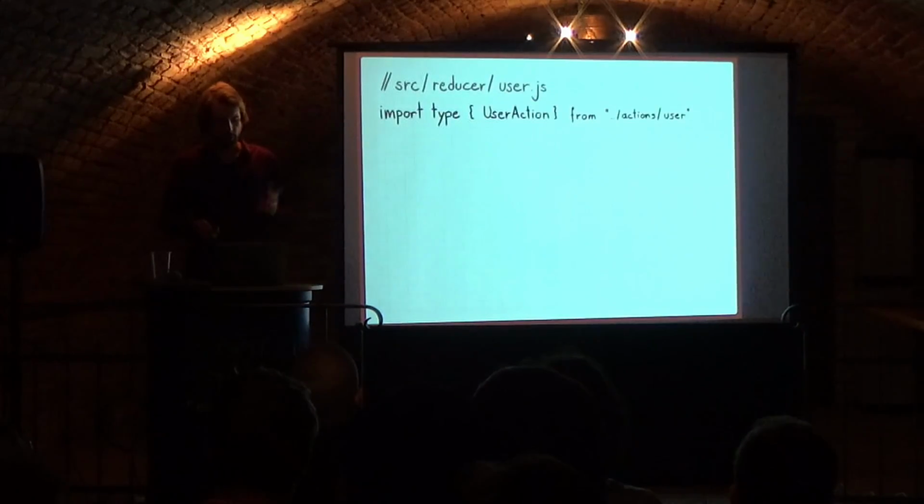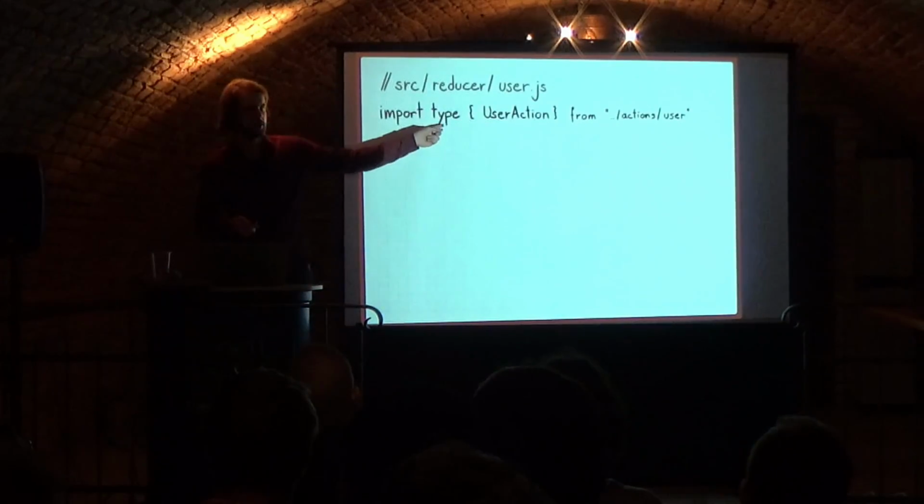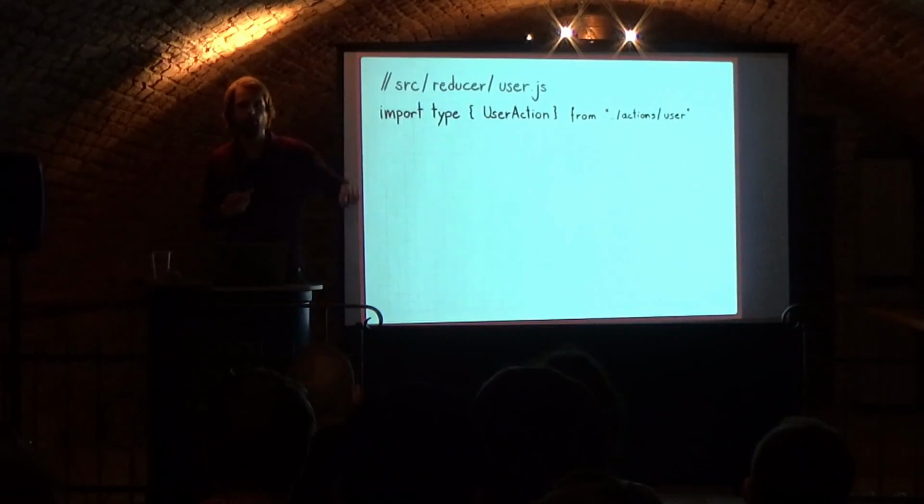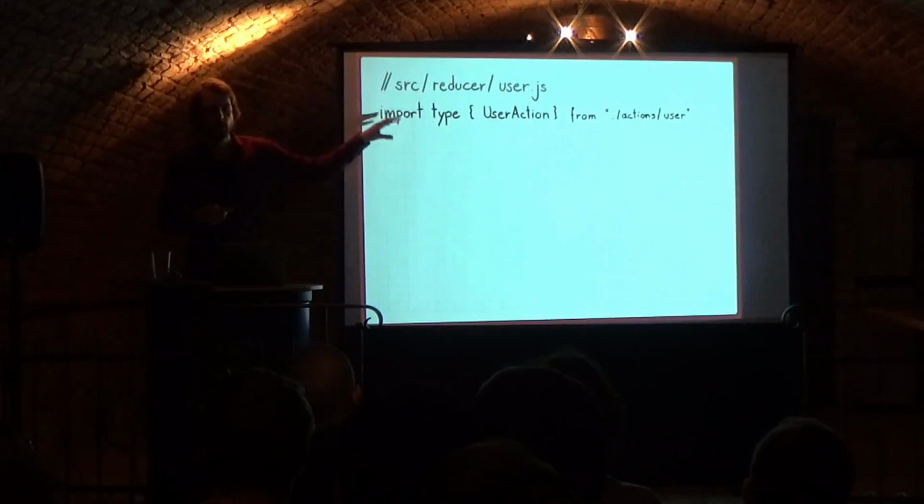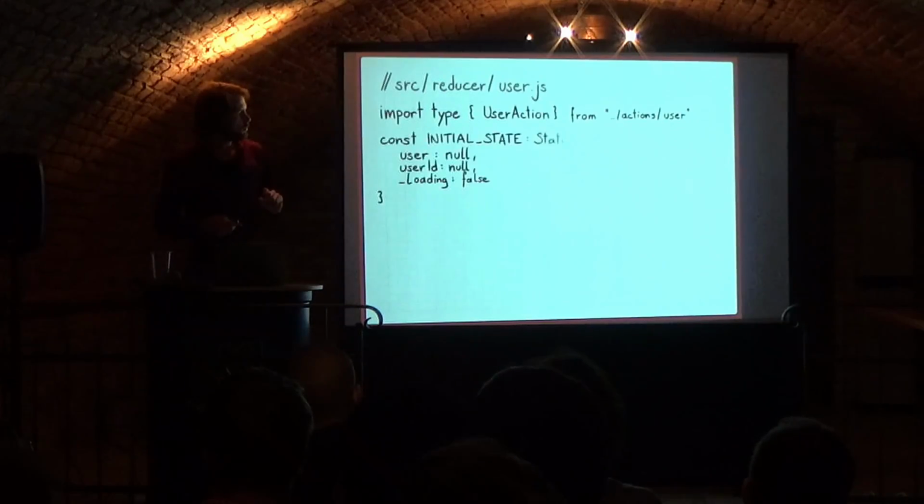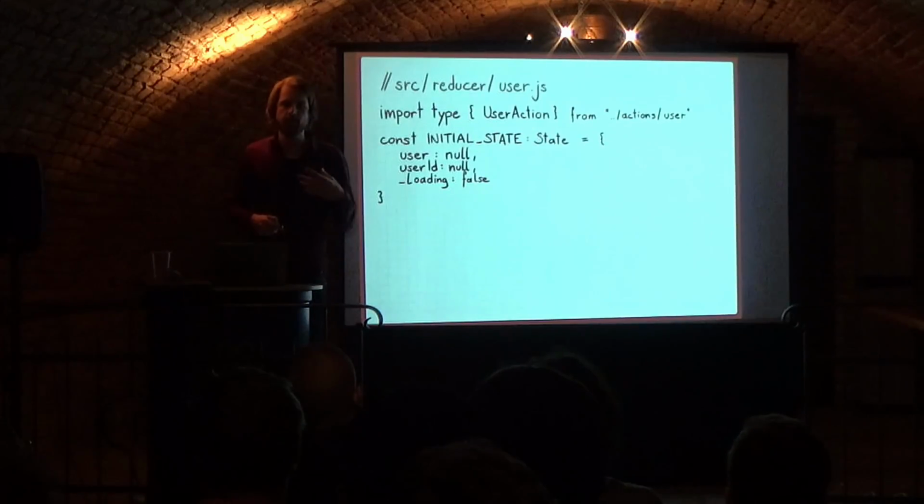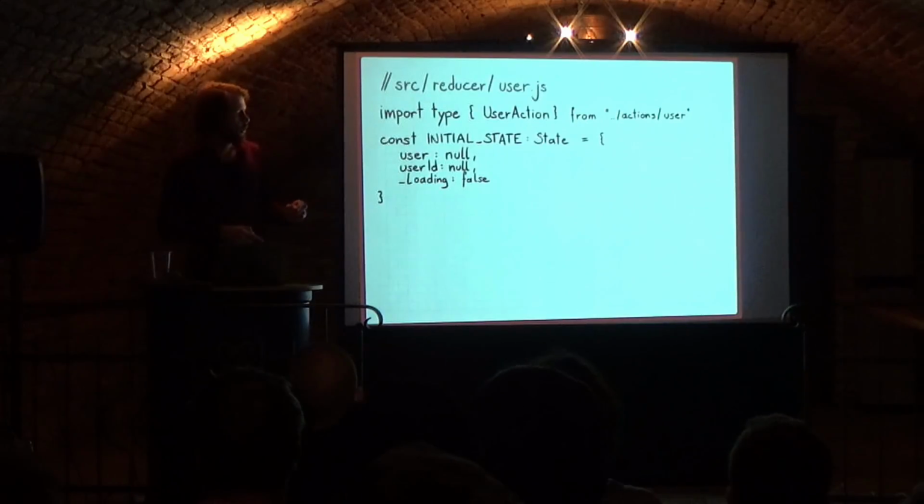So we import our user action. This is a specific syntax of Flow. You can separately import types. This is going to be stripped away by Babel, so this is not landing in your runtime code. And we have an initial state, and I just want to make sure that I'm not making a typo here, so I just define it to be a state. It's very similar to how typecasting in C or in Java works, or variable declaration.